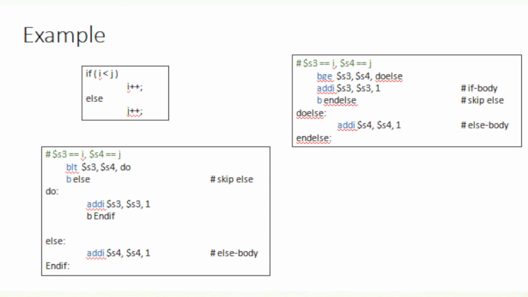If S3 is less than S4, then it will jump to the branch do, and it will increase the value of i, meaning S3. We will use addi. Or if S3 is greater than or equal to S4, then it will not jump to branch do. It will go to the next instruction B, and it will jump to branch else, and in this branch it will increase the value of S4, meaning j, and after that it will jump to branch endif.